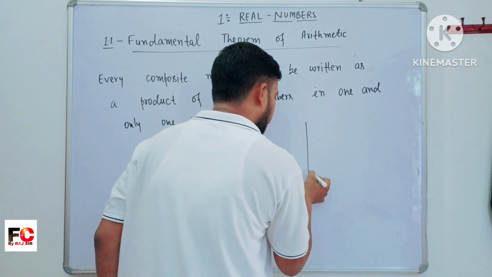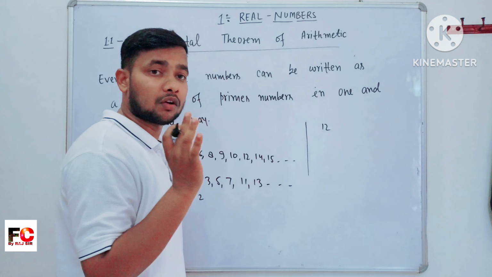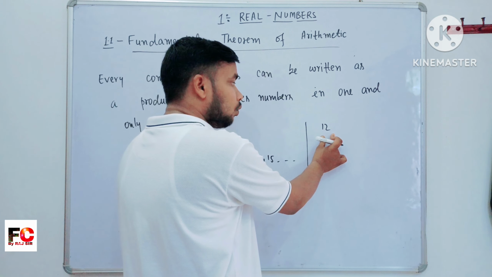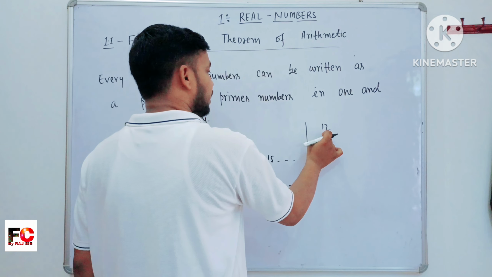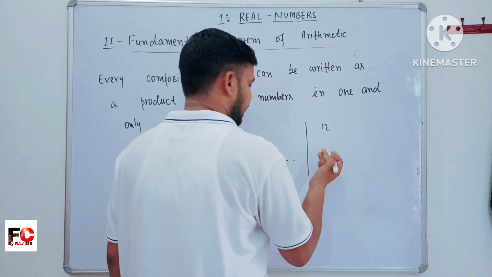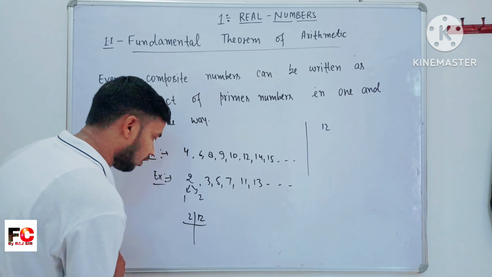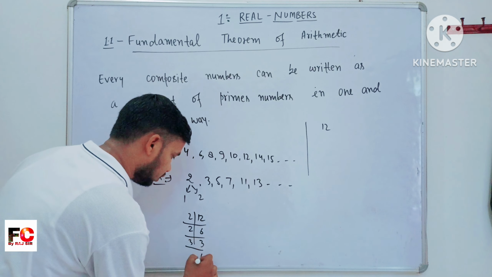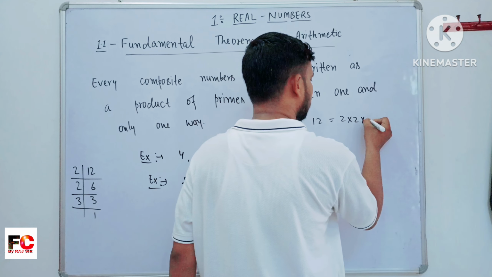Let me give the example of 12. 12 is a composite number, because 12 is divisible by 1, 2, 3, 4, 6 and by itself. So 12 is a composite number. If I find the factors of 12, it is divisible by 2, 6 times, and again by 2, 3 times, and then 3. So 12 can be written as 2 into 2 into 3.